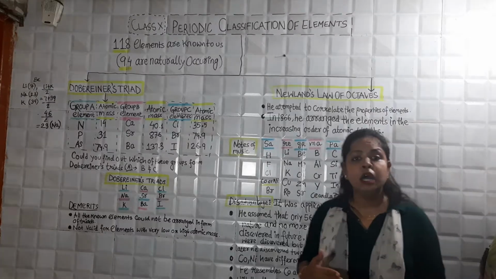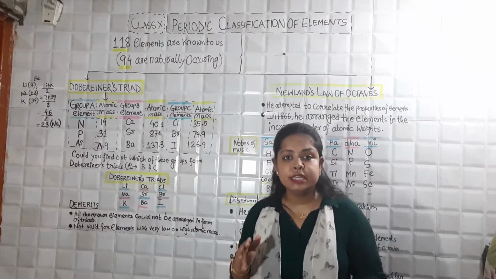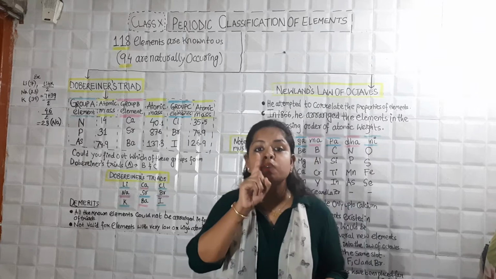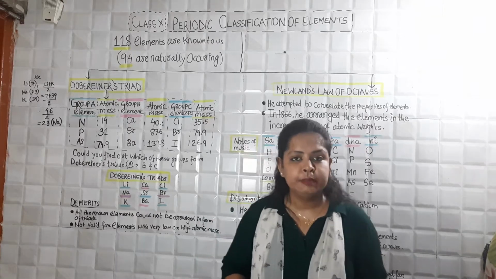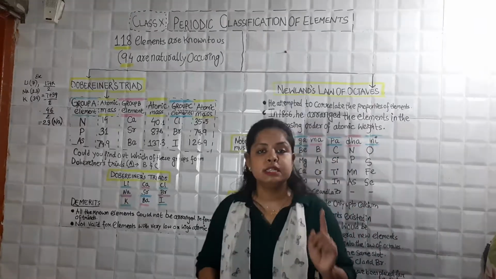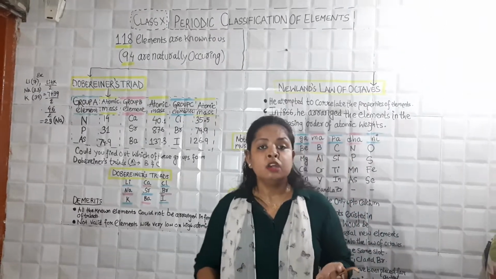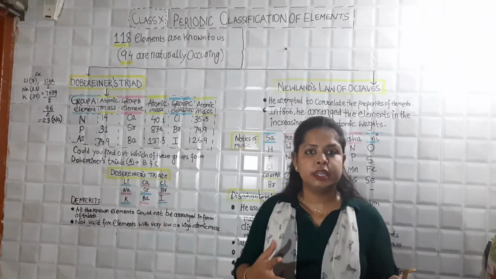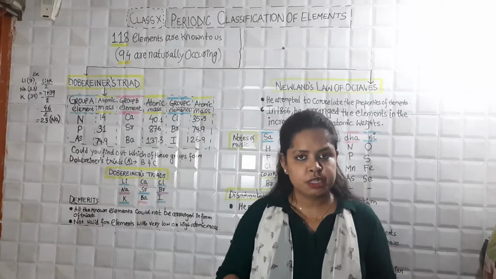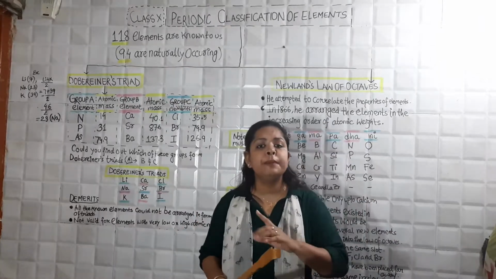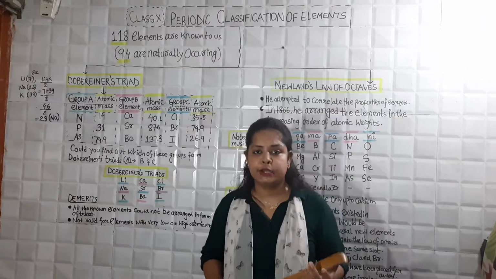An element is a pure substance which is made up of only one kind of atom. Like oxygen, hydrogen, lithium, sodium. These are all made up of only one kind of atom.